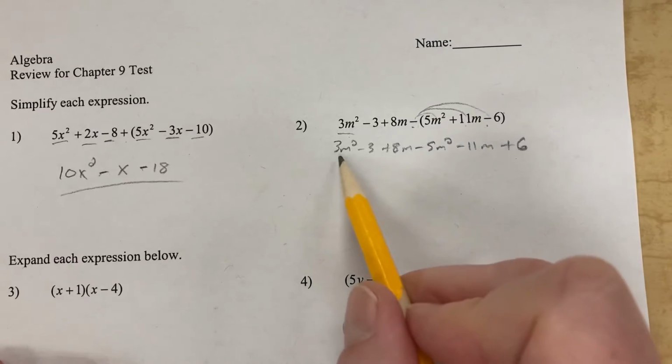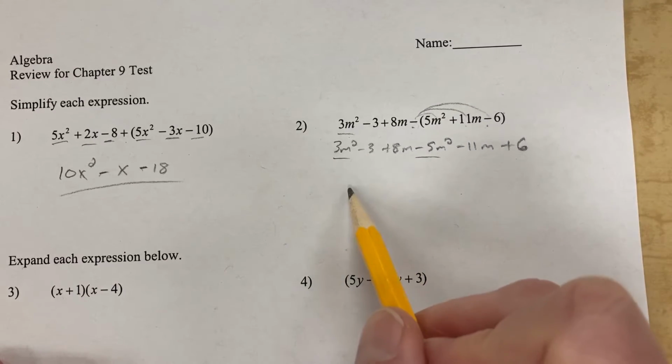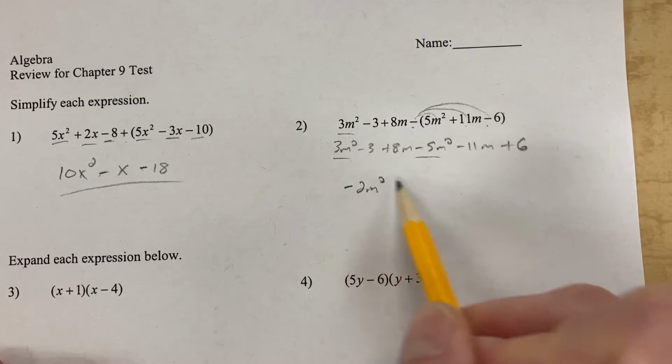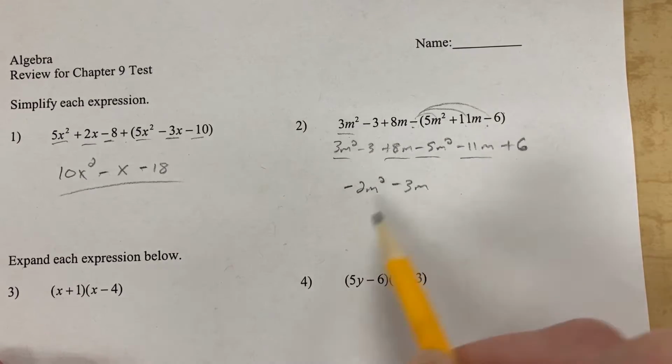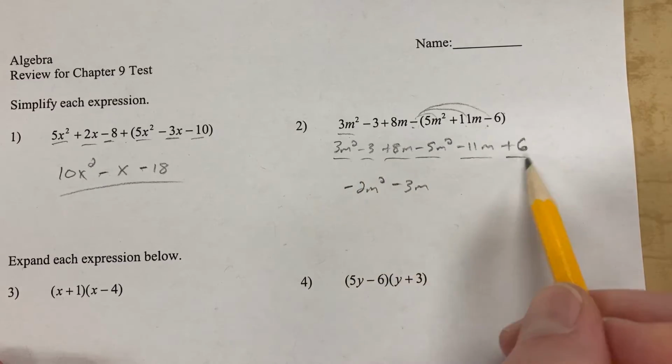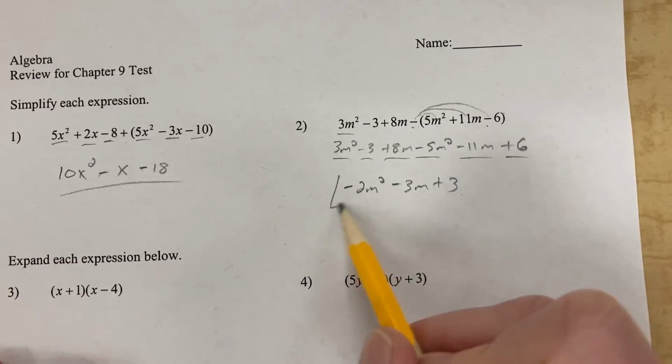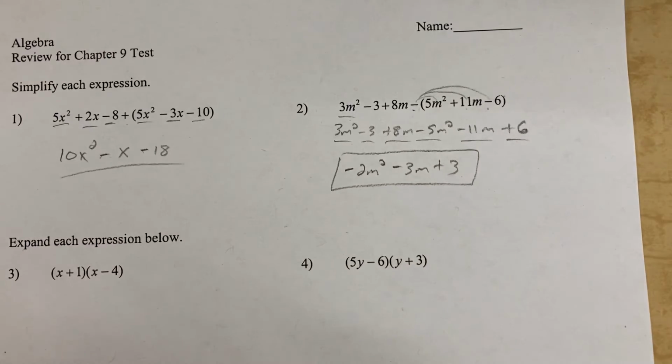Now we can put stuff together. 3m squared minus 5m squared would be a negative 2m squared. 8m minus 11m is a negative 3m. Negative 3 plus 6 is a positive 3. And that'd be our answer there.